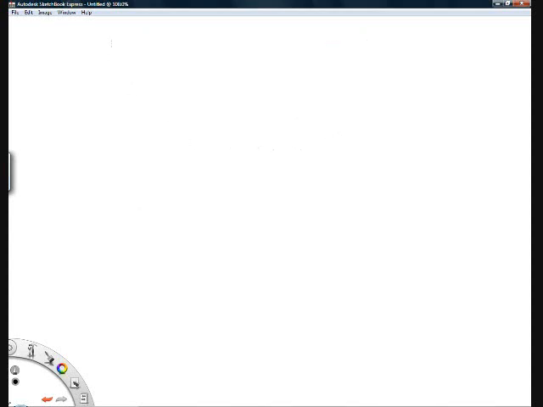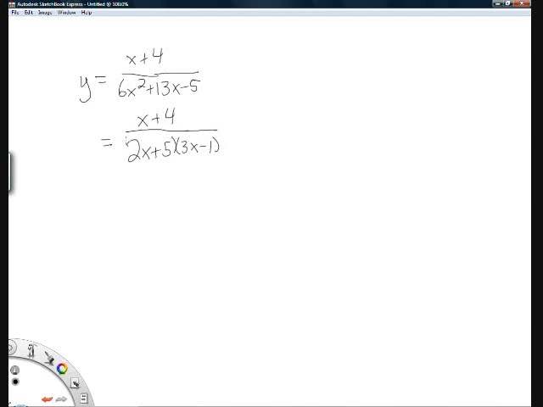Well, not everything is as easy as that. You might need to do some factoring. So let's have y equals x plus 4 over 6x squared plus 13x minus 5. Let's factor this. That way we know what the denominator cannot be. If you factor this, you get 2x plus 5 and 3x minus 1. You do not want the denominator to be 0.